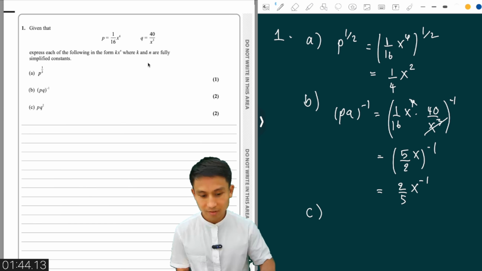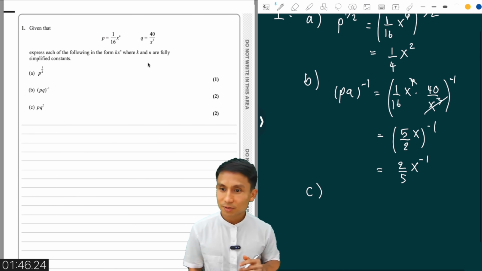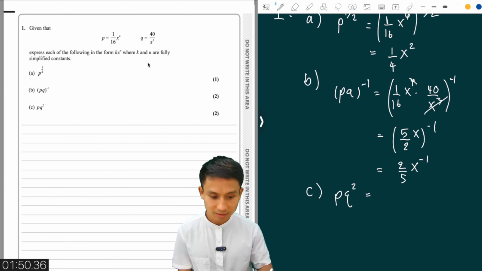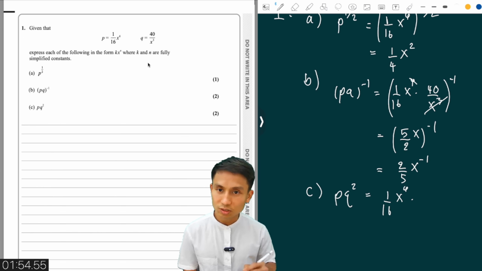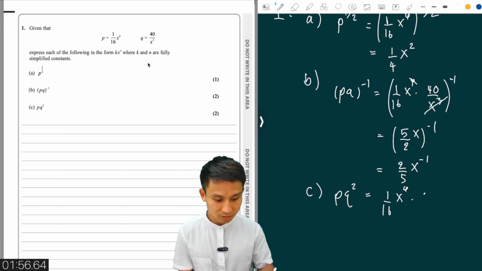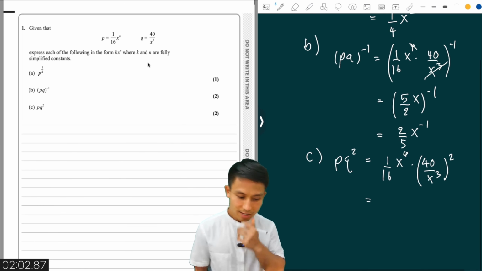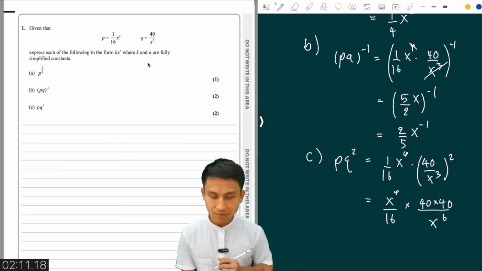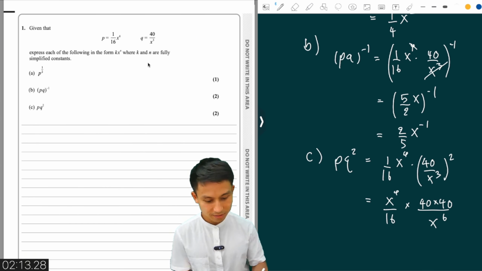Okay? So C, PQ squared. So PQ squared is just P times Q, which is Q squared, which is 40 over x cubed squared like this. And then how about just expand, right? So this is x to the 4 over 16 times 40 times 40 x to the 6, right? Just expanding the square in there.